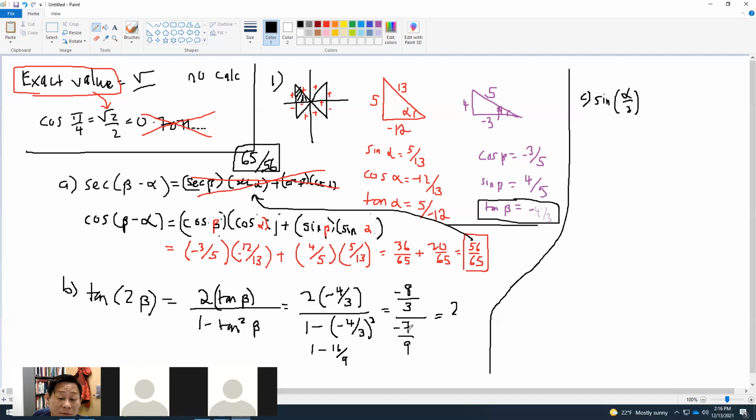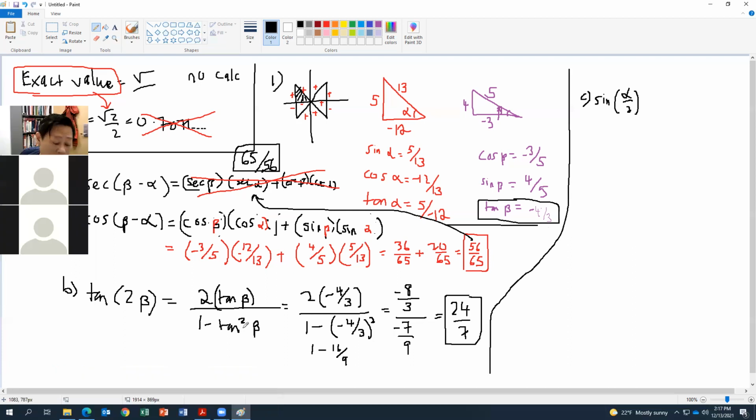So now you need to divide this. You get what? 24 over 7. And class, do not give me the decimal. If you give me 3.4, whatever, you will get it wrong, because I'm asking for exact value. And this is the meaning of exact value. Okay, not 3.4 something.